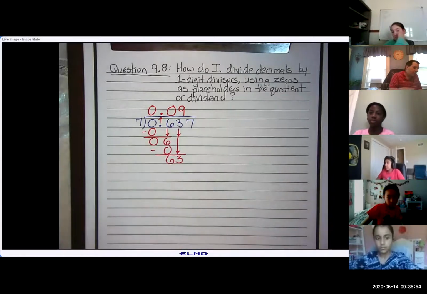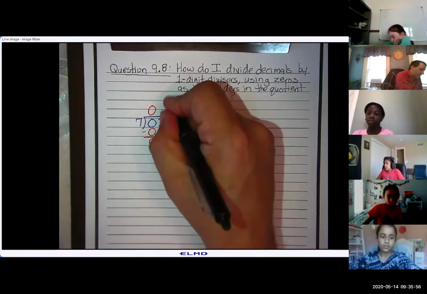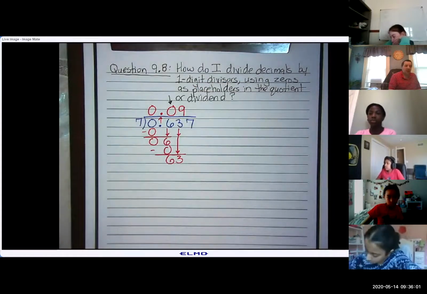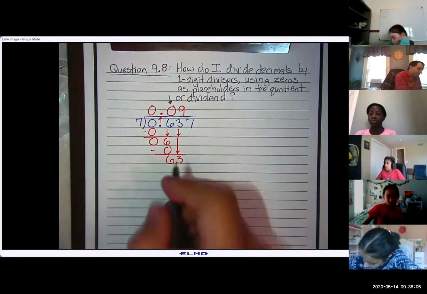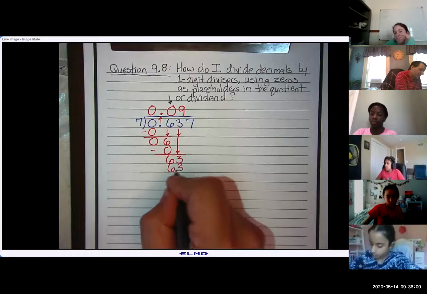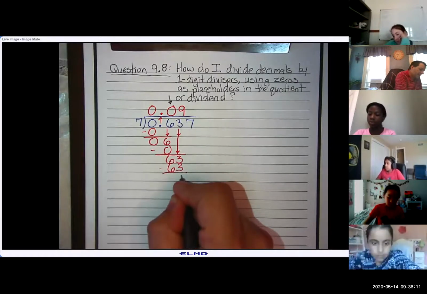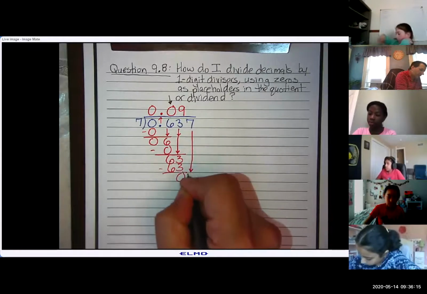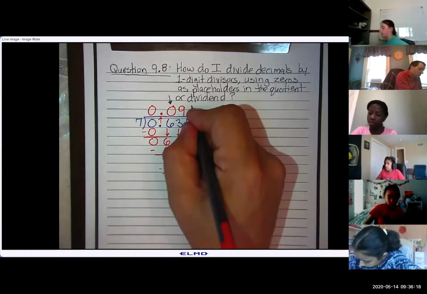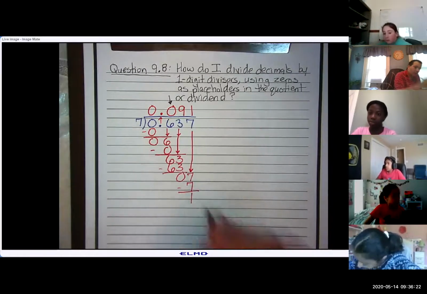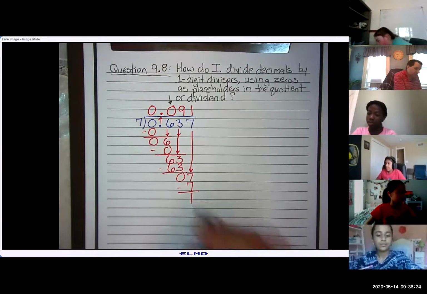So this right here, this is exactly what today's lesson is about: using zeros in the quotient. Be very, very careful with that. 9 times 7 is 63. And 63 minus 63 is 0. Bring down the 7. 7 divided by 7 is 1. 0.091, excuse me.